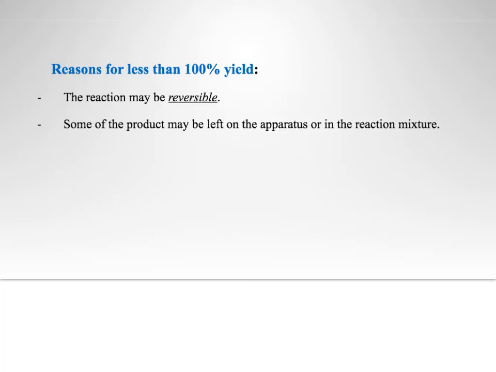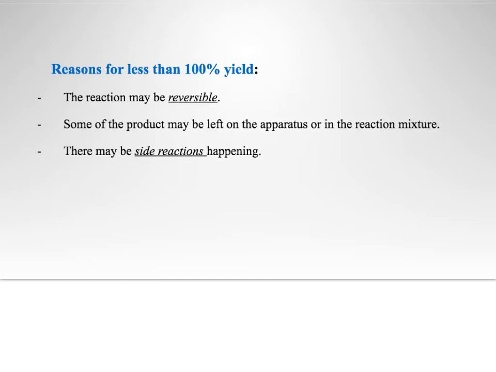Another possibility is that some of the product may be left on the apparatus or in the reaction mixture. This is particularly the case where we have to do complicated separating techniques to get hold of the product. And another possibility may be that there are side reactions happening. This means reactions that we weren't necessarily expecting, and it's often the case in organic chemistry. Now we know reasons for why our yield is going to be less than 100% in reality. Make sure you've learnt these so that you can answer a question in an exam.